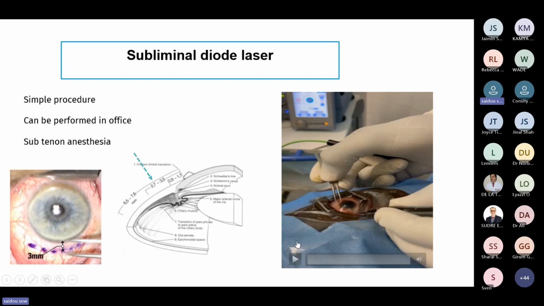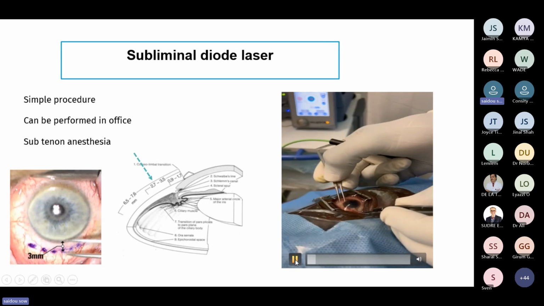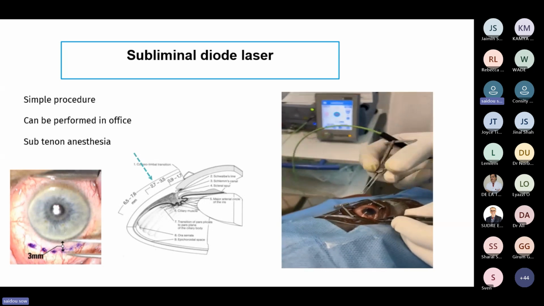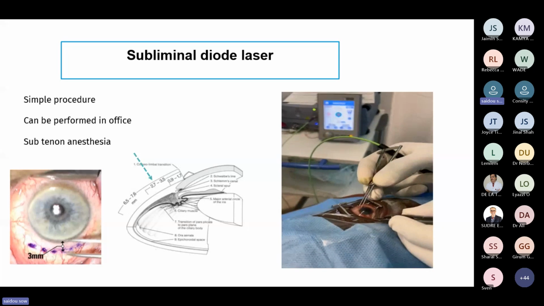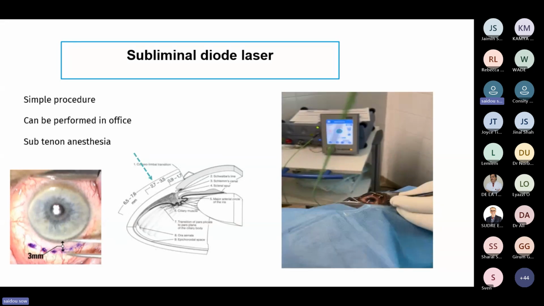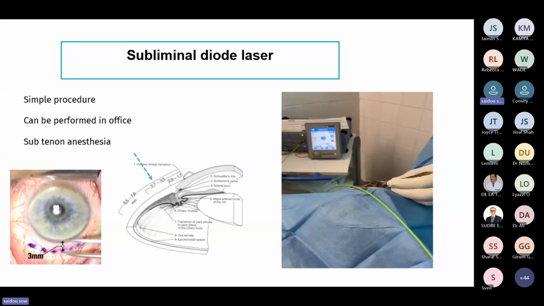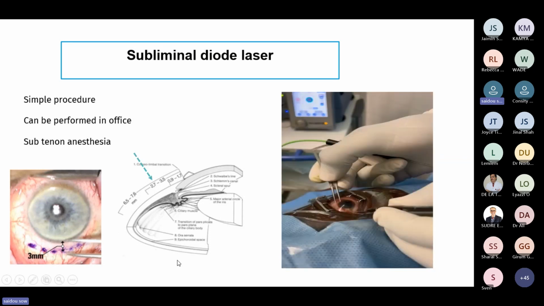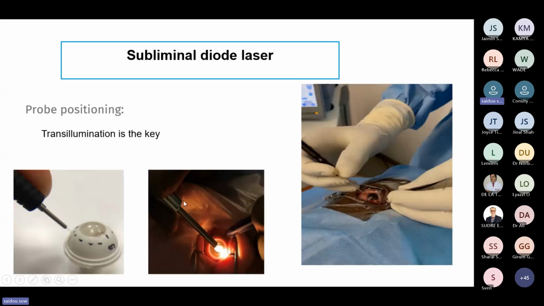In this video here, I was measuring 3 millimeters from the limbus because I didn't have a transilluminator, but we should know that transillumination is the best way to perform this technique. So transillumination is the key. Emmanuel also showed us how to perform the transillumination. The probe must be positioned opposite to the ciliary body, like this image showed us, through the sclera and 3 millimeters from the limbus, where the ciliary body is most often located.